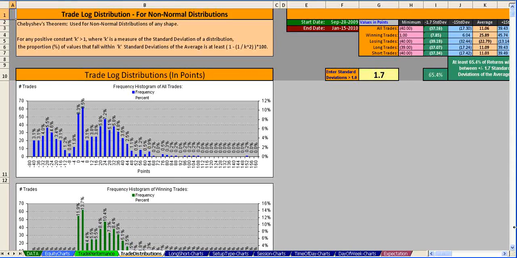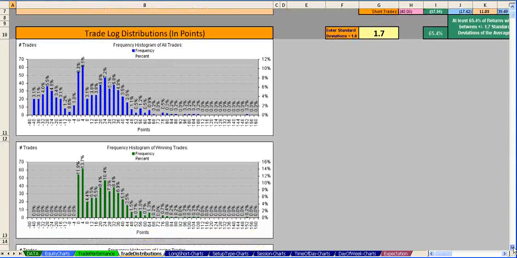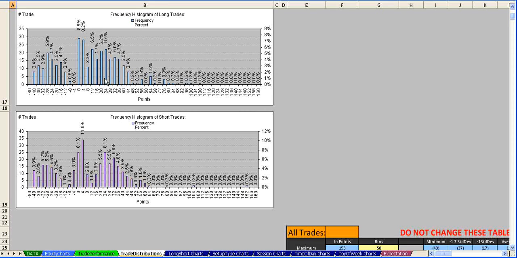Another cool thing you could do is just scroll down a little bit lower, and there's a couple of histograms here that represent all your long trades, the distribution of those trades, and the distribution of all your short trades, and you can see how one stacks up against the other.